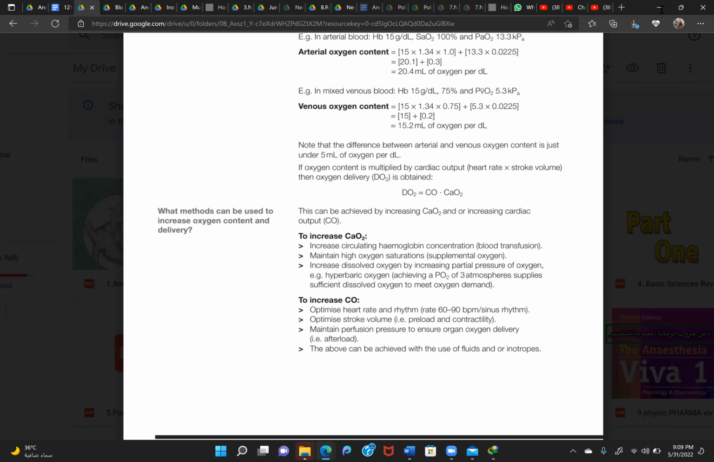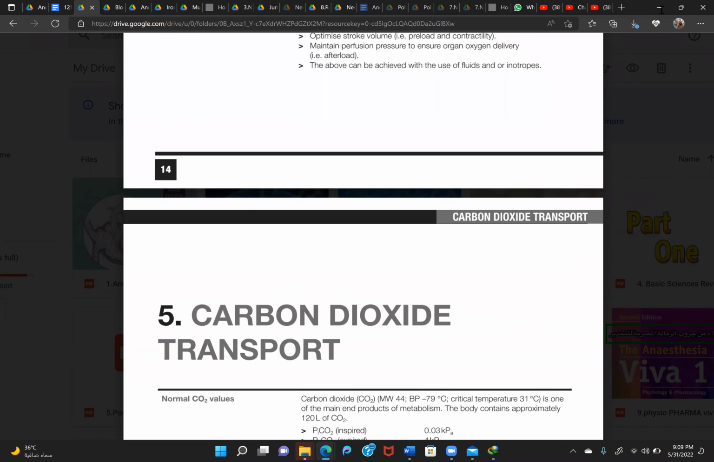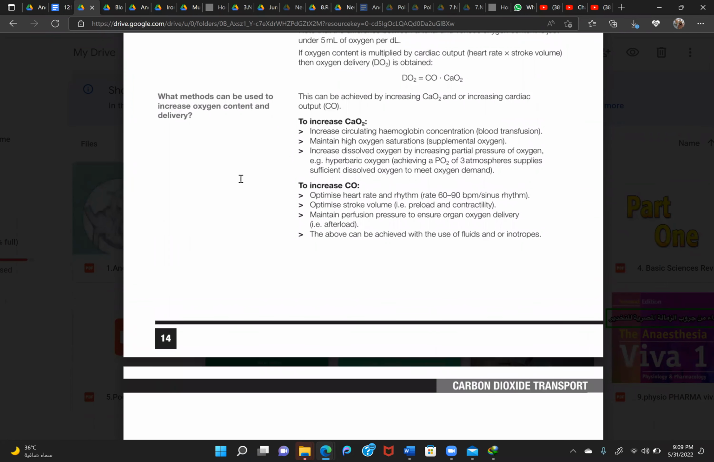There is a myth that in a regurgitation lesion you want higher heart rates. It doesn't mean that you want a heart rate of 100, it means that you should not have bradycardia. That's a concept we should know when correlating with valvular heart disease. So maintain perfusion pressures to ensure organ oxygen delivery. That is the afterload, as I told you. Then you will target according to the situation: you will use either fluids or inotropes, or if needed, you increase the afterload, or you have to maintain the afterload. So that's what I wanted to tell you.